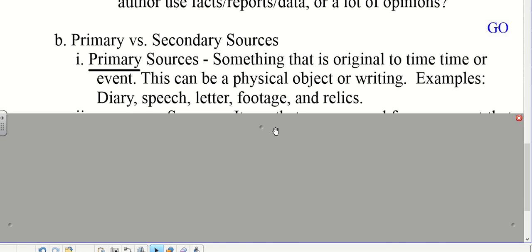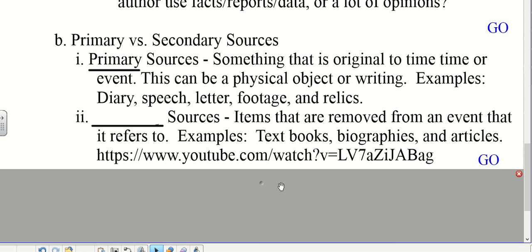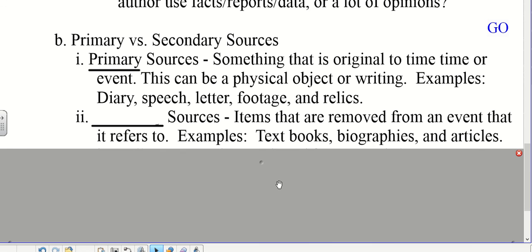But a source is secondary if essentially, and by the way, you don't have to write a YouTube link, and you don't have to write these things in blue. These are reminders for me, just what's in black.